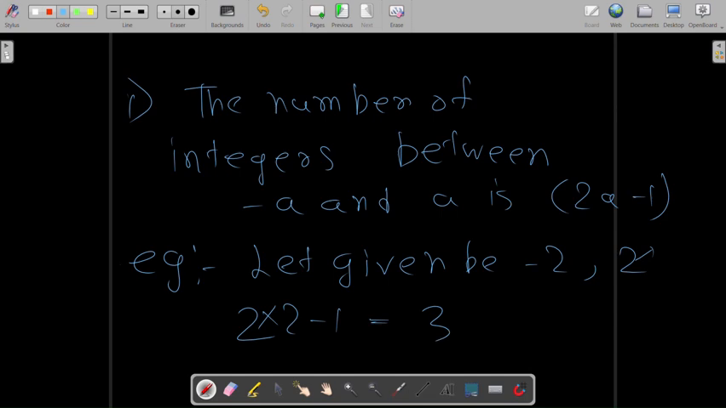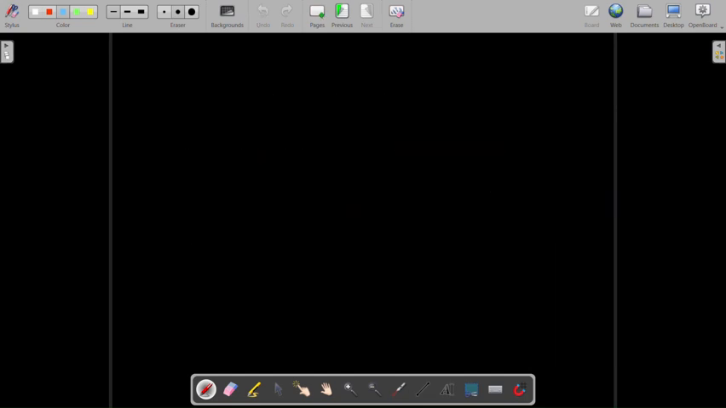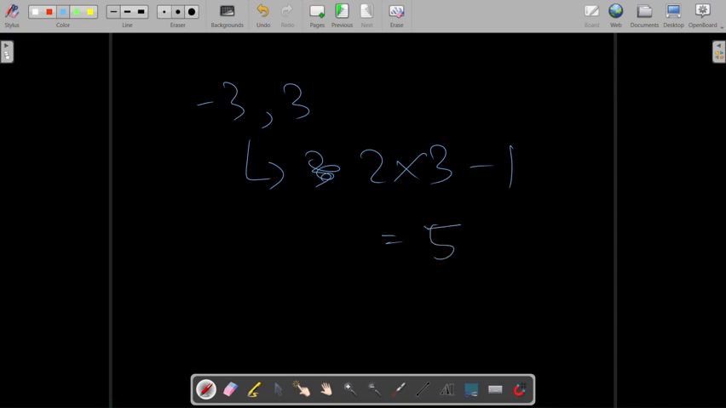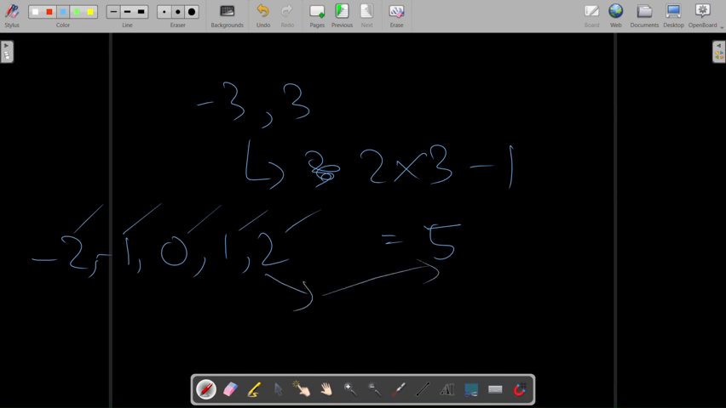Or let the given numbers be minus 3 and 3. So the number of integers between minus 3 and 3 will be 2 into 3 minus 1, which equals 6 minus 1, that is 5. If I have to check this, the integers between minus 3 and 3 are minus 2, minus 1, 0, 1, 2. So how many integers are there? 1, 2, 3, 4, 5. So there are 5 integers between minus 3 and plus 3.